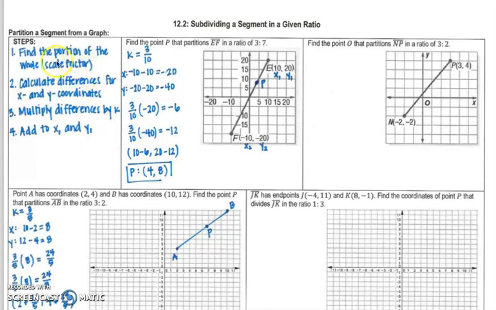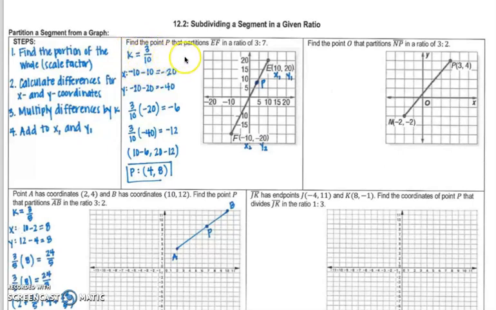The first thing we're going to do is find the portion of the whole, which is the scale factor. In our first example, we're finding the point P that partitions segment EF in a ratio of 3 to 7. What this means is 3 sections from E to P, and then 7 sections from P to F. So this isn't out of 7, it's out of 10, because there are 10 total sections. That's what I mean by finding the portion. So my scale factor is 3 out of 10.